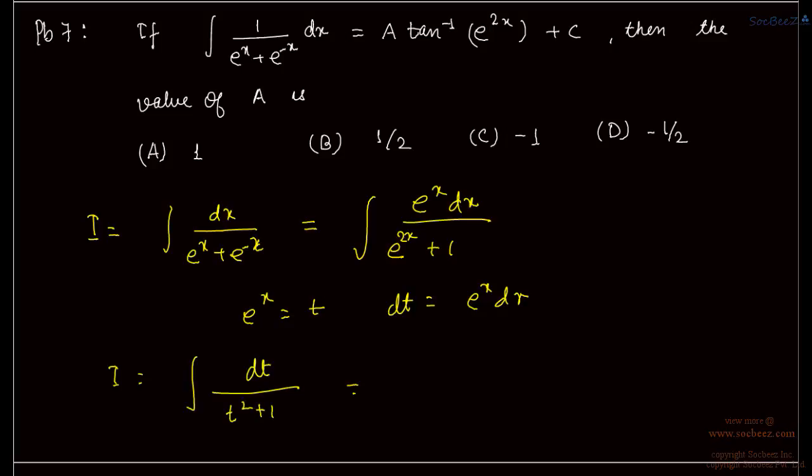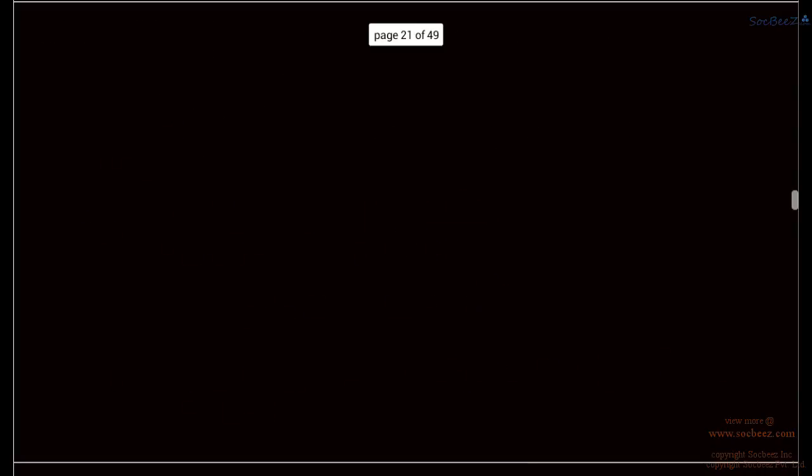So we have tan inverse t plus c. Integral of 1 upon x square plus a square is 1 upon a tan inverse x upon a. So the value is tan inverse e to the power x plus c. So the value of a is 1 here. Here instead of 2x this should be x, and the value of a is 1. So option A is correct, right?